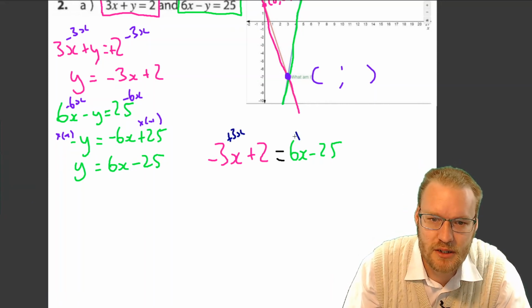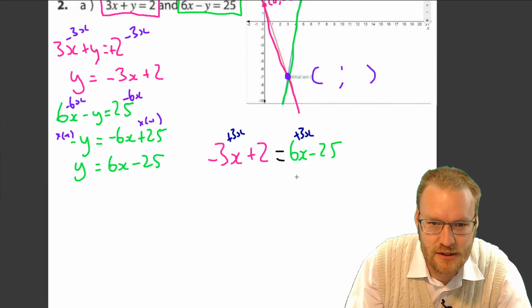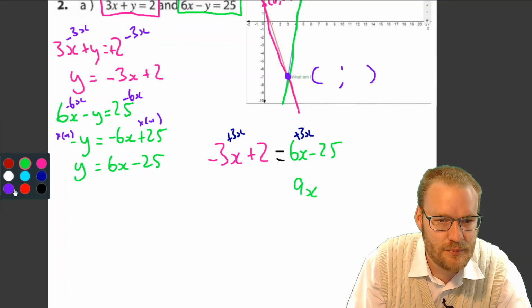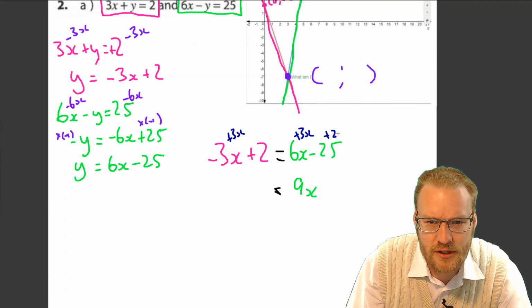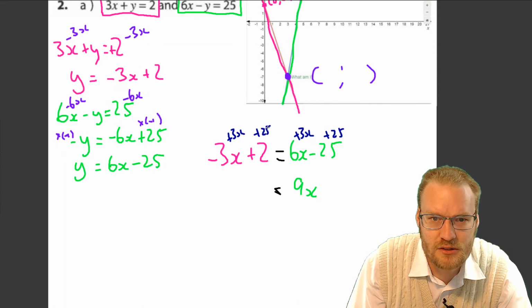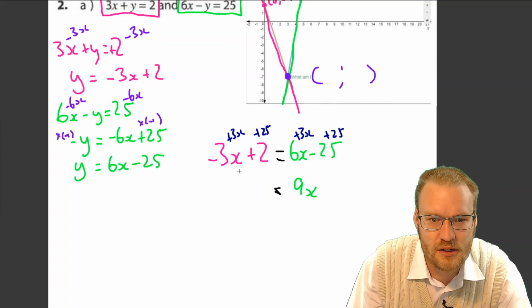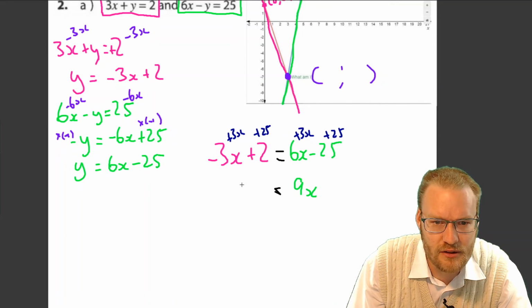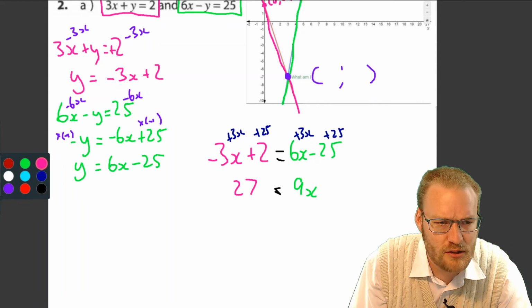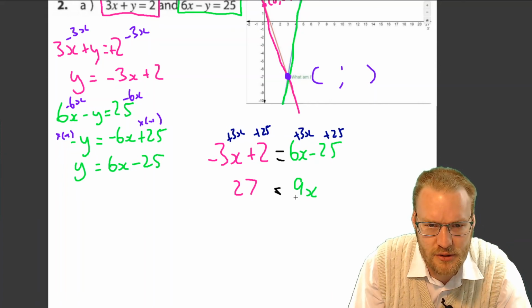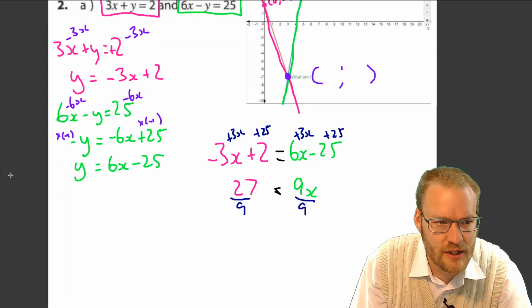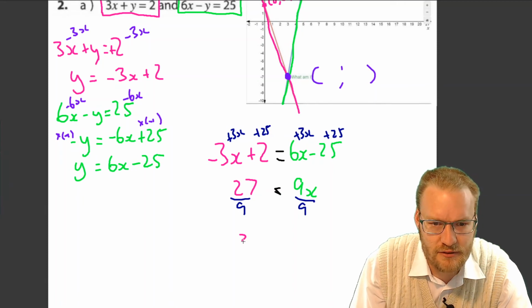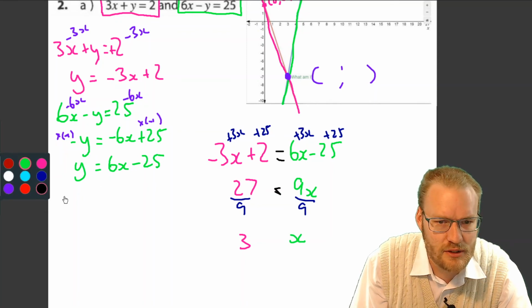That's 3x plus 3x, which means I've got 9x. What else do I want to do? Well, I don't want this 25, so I'm going to plus 25 on both sides. That's going to give me 27. Okay, but I don't want 9x, I want x. So I'm going to divide by 9. 27 over 9 gives me 3, and 9x over 9 gives me x. That's what I want: x equals 3.